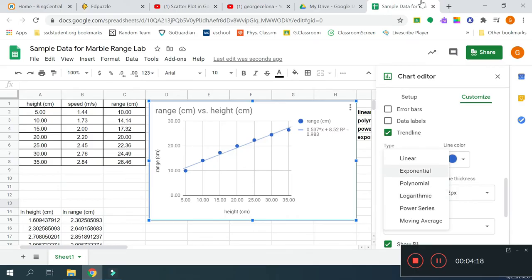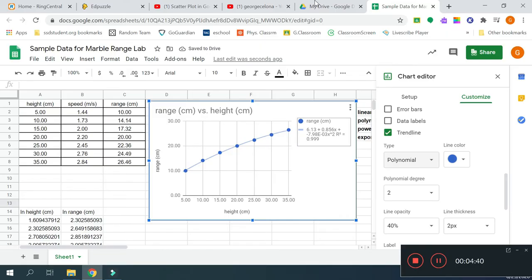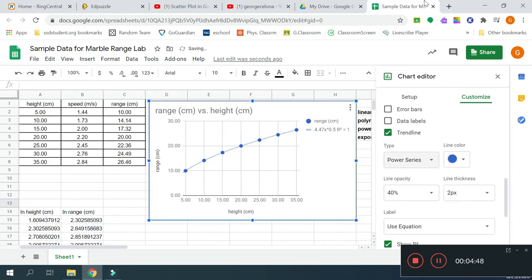So if I try, for example, an exponential fit on this data, you'll notice physically you can see it doesn't fit quite as well, and the r squared actually shows that as well. 0.939 is not as high, so it doesn't fit quite the same way. If I try a polynomial, I get a really good fit, 0.999. If I try a power series, I get a perfect fit. R squared equals 1 in this case.